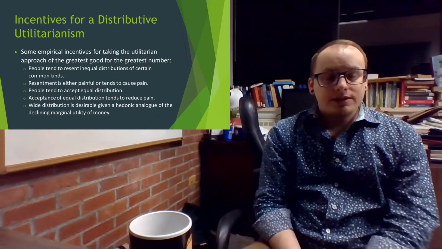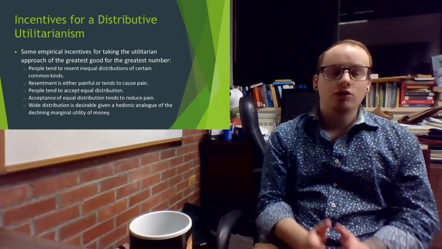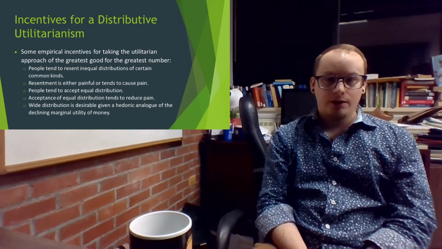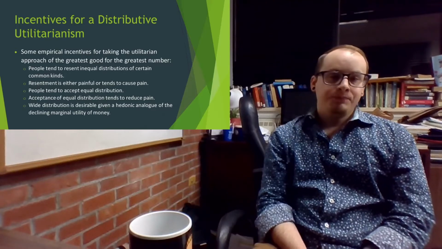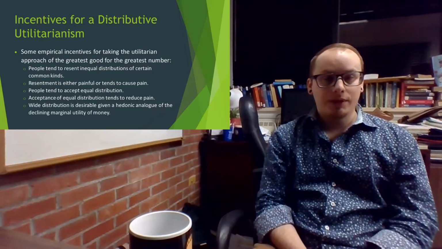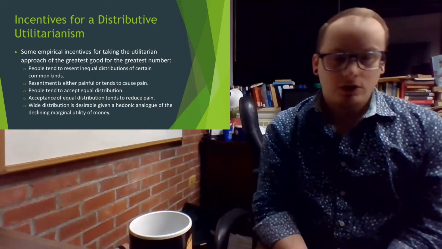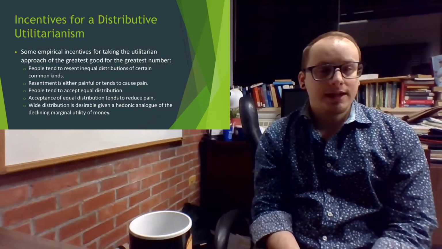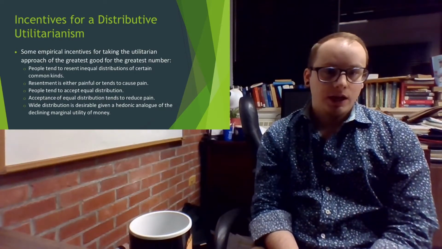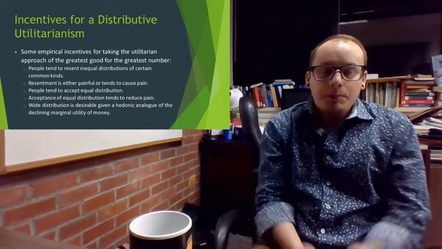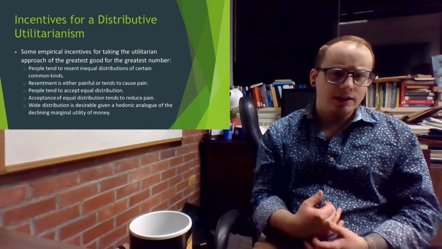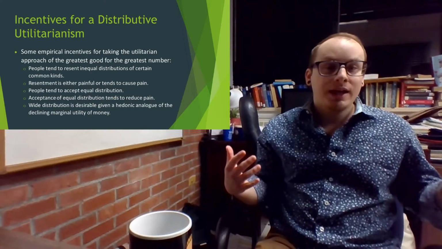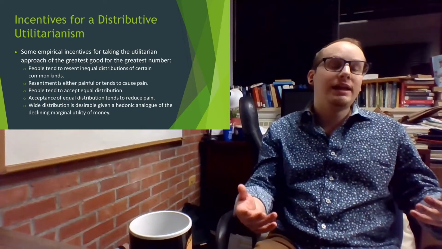Now, what Audi does then is provide some empirical reasons as to why there are incentives for using the utilitarian approach for issues of distribution in the workplace, in business. The first empirical incentive for taking this utilitarian distributive approach is that people, he says, tend to resent unequal distributions of certain common kinds. So people typically, if they see, hey, look, this person over here ends up getting paid more than I am, what the hell, that's not fair, they might then get upset, and that's going to reduce overall happiness.